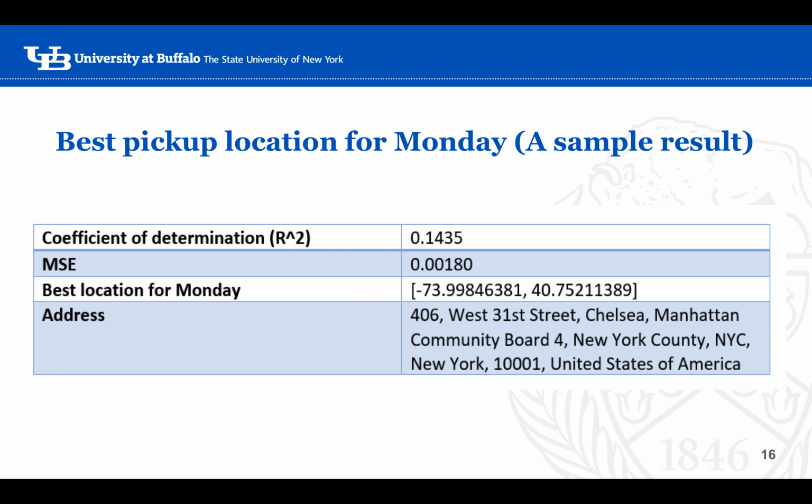The following table is a sample result of the analysis. We can observe that the R-square value is 14.35%. This table also shows the best pickup location for Monday, that is, latitude and longitude values. It also gives the address for this latitude and longitude. We have used the GeoPy library to convert latitude and longitude of a location into an address.